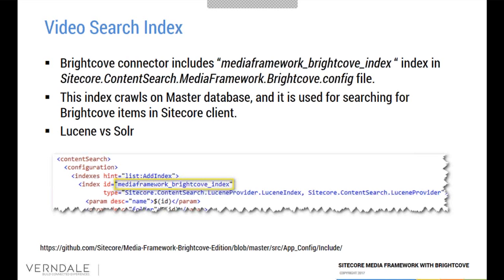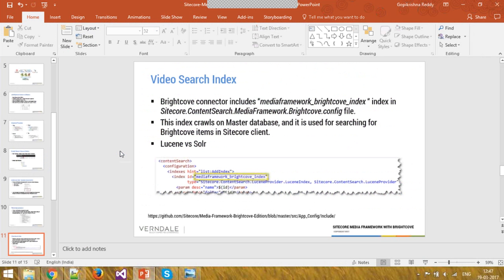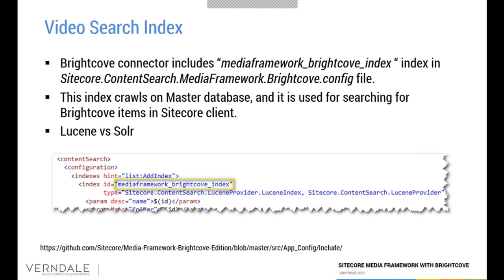But the new version, I guess it doesn't support it, there is a little conflict. The Sitecore team is saying the new media framework is not supported with that Solr version yet. They are implementing it. So currently only Lucene is supported. You can check more information on this, or reach out to Sitecore support. Yeah, that's all the information about the search index.